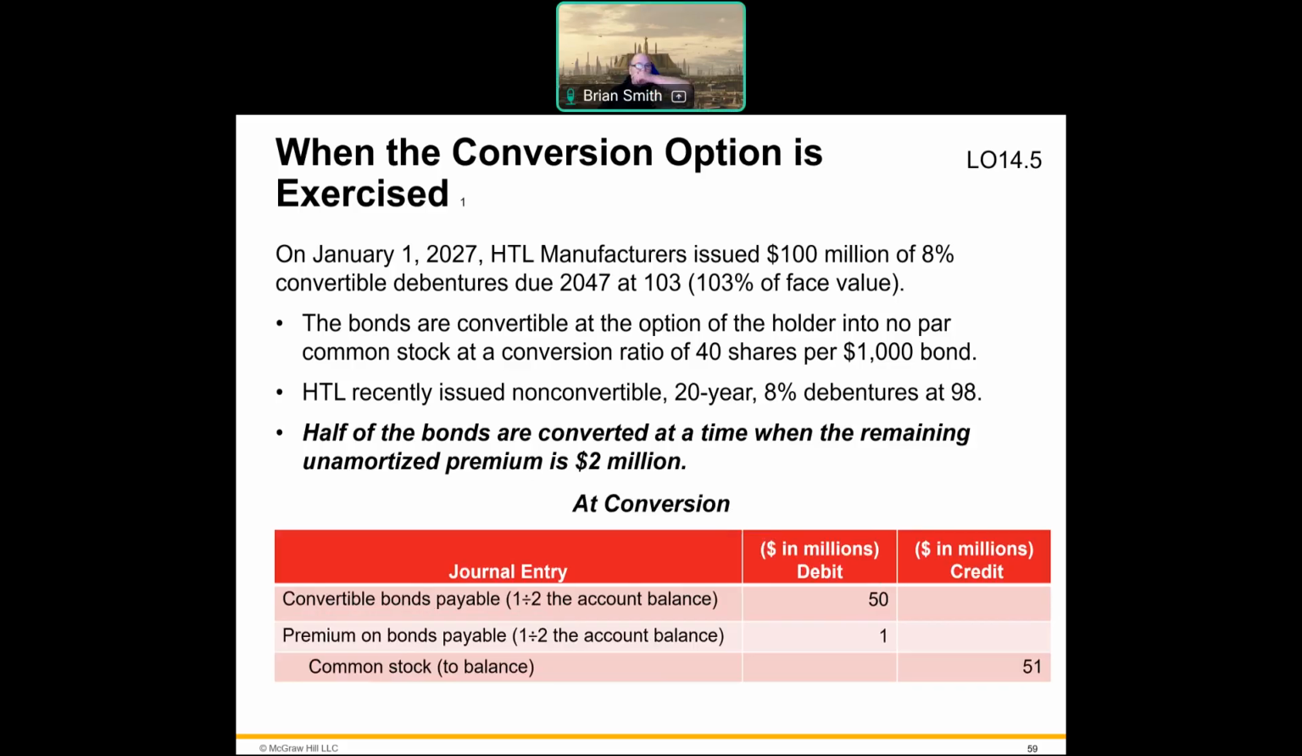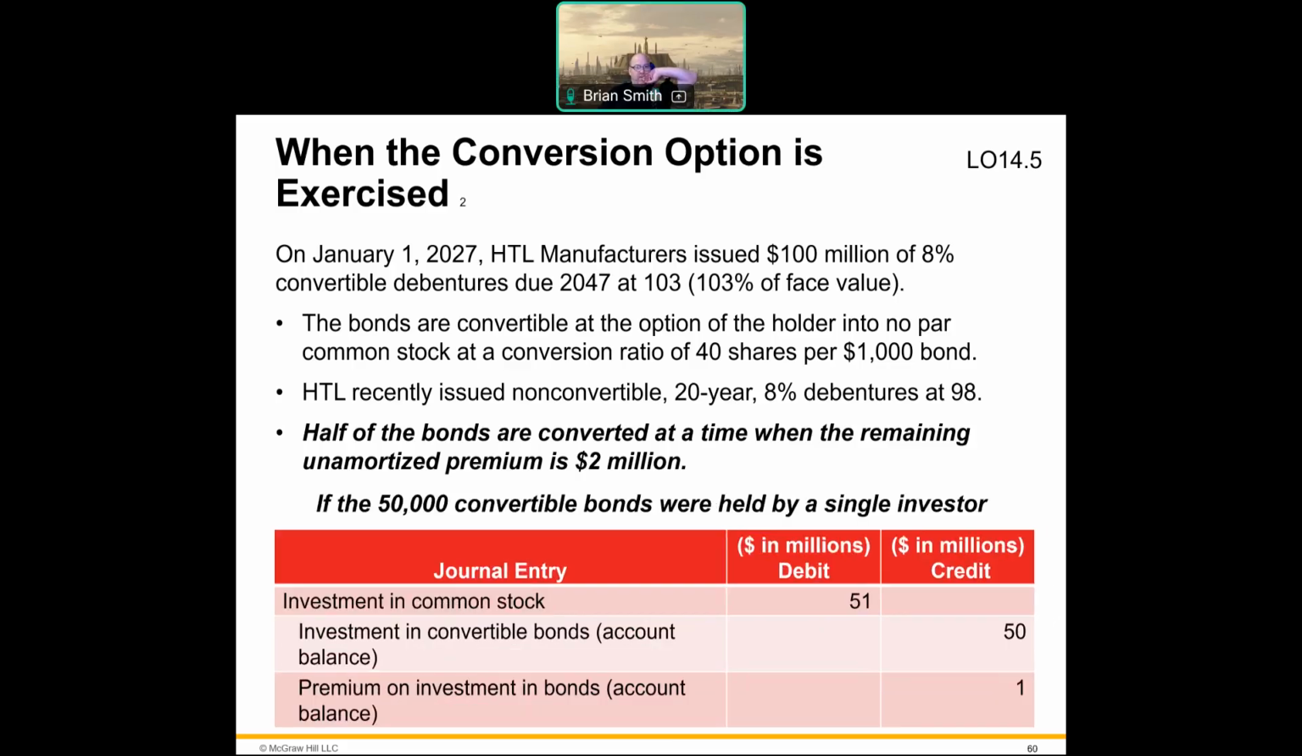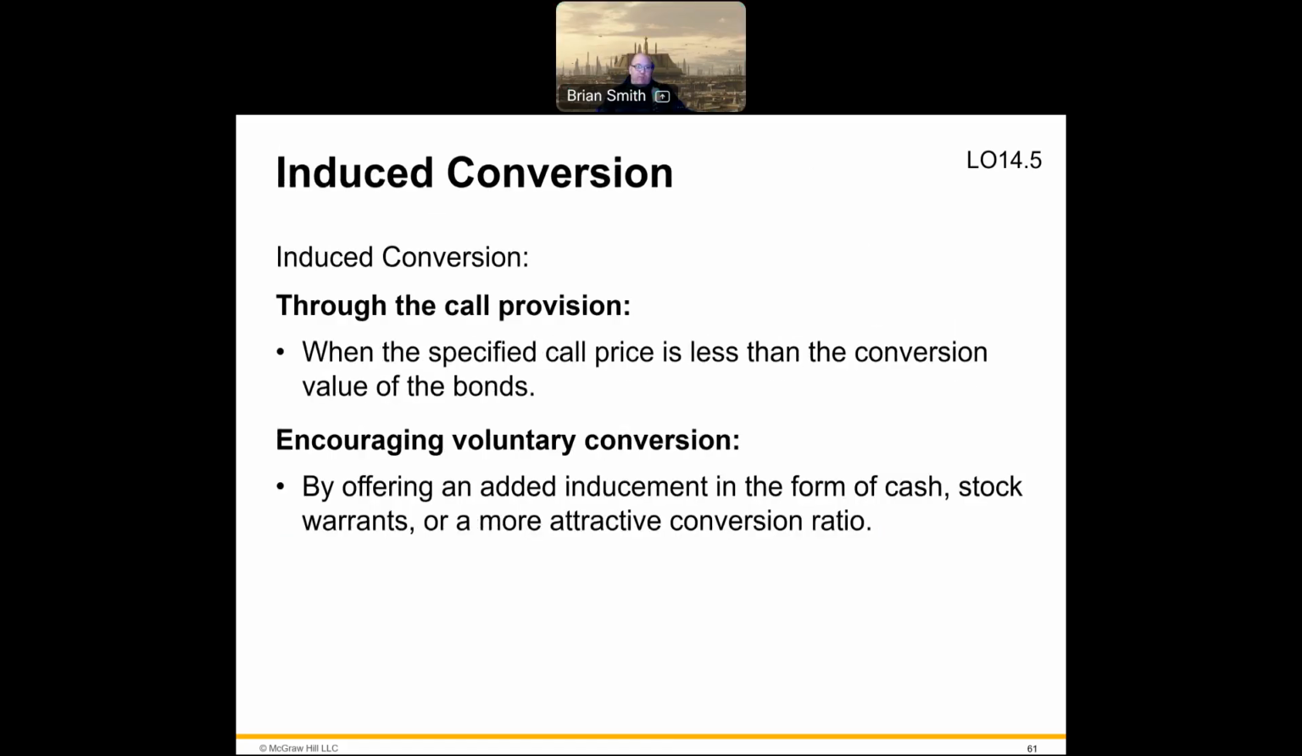So this is when the conversion option is exercised, putting it to common stock. And this is from the perspective of the person that bought the bonds. They're converted, so now they have an investment in common stock and they got rid of their investment in convertible bonds. Conversions can be encouraged, voluntary, or they make you do it whether you like it or not.